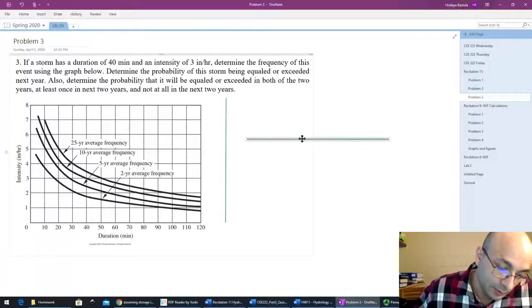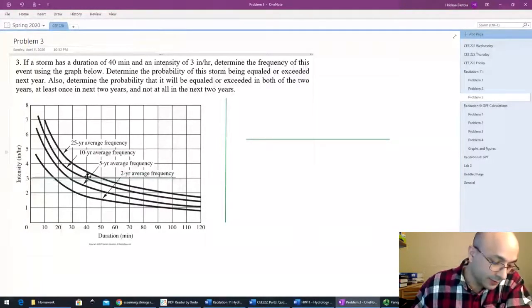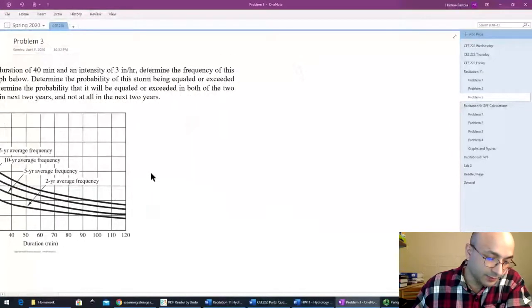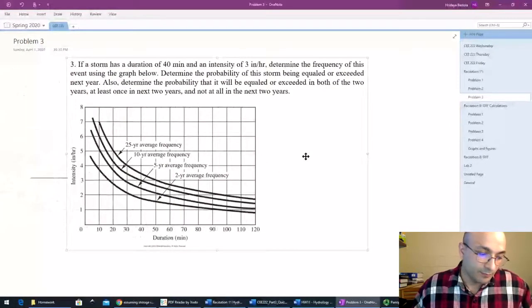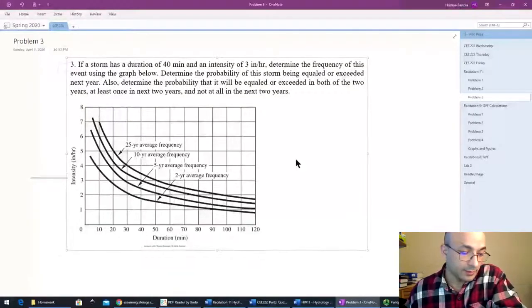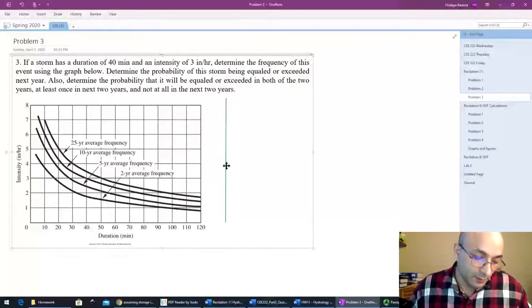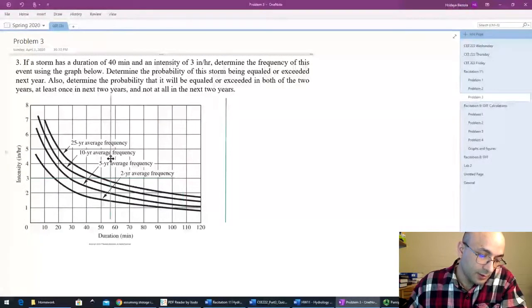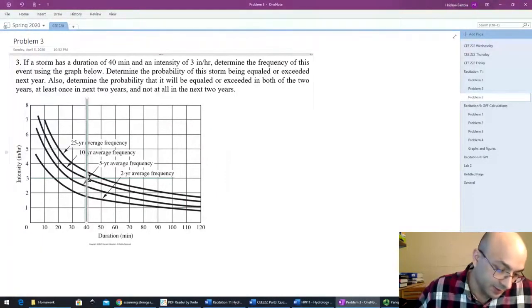Okay, anyways, so 40 minutes and 3 hours. So we're actually just following the line that's already given here. But if it was in between two different values, okay, let me see what happened here. 40 minutes, well, I didn't have to do this, but there you go. Wherever it intersects, that is the curve we're interested in.